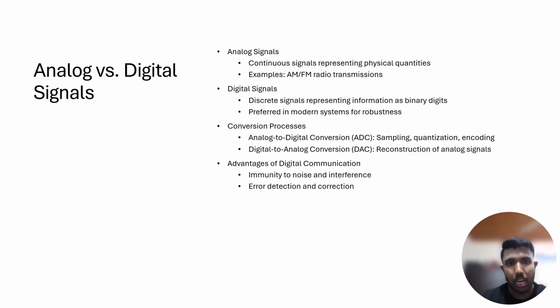Digital signals are discrete, representing information as a sequence of binary digits. Modern wireless systems predominantly use digital signals because they offer remarkable advantages. First one, immunity to noise and interference. Second one is error detection and correction. Mathematical techniques can identify and often fix transmission errors significantly. Let's move on to the next slide.